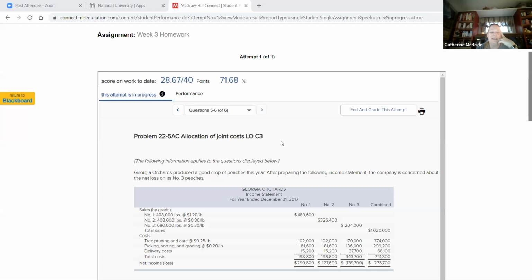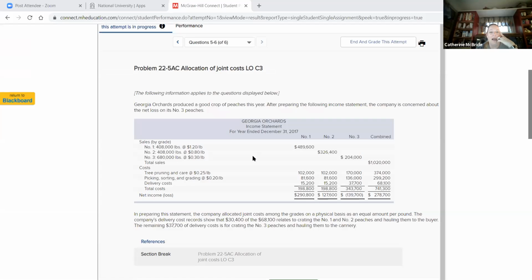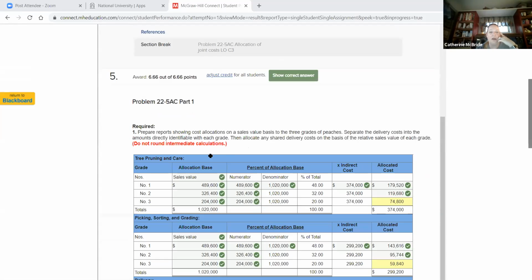So looking at number 5, 6. All right, so we're on Liz's. But she's done part of it. So let's look at what she's done here. So we're just allocating the costs.